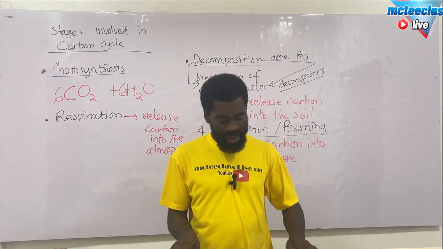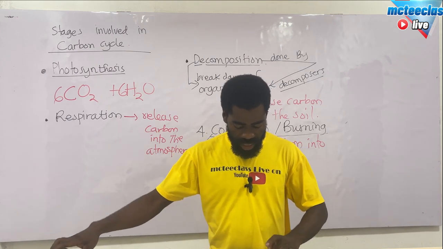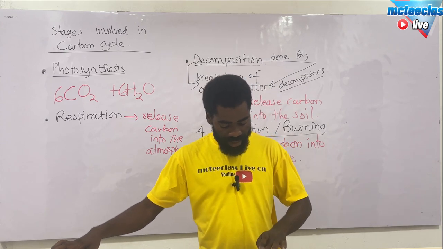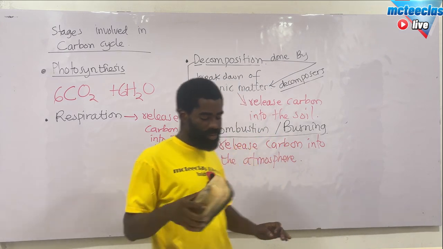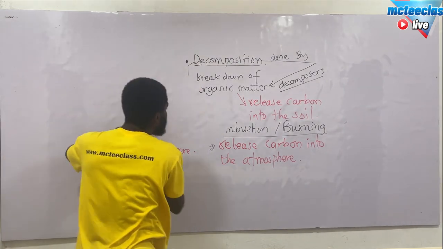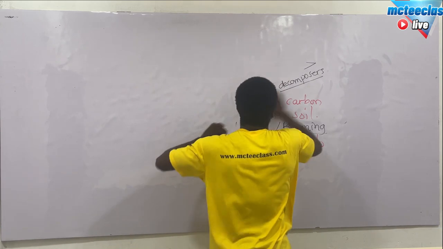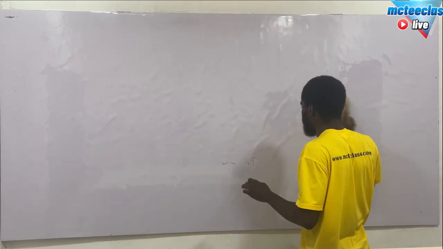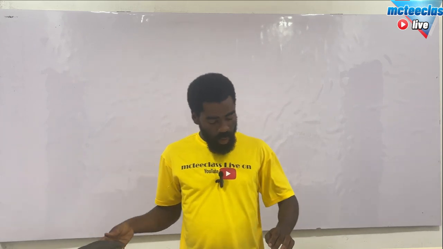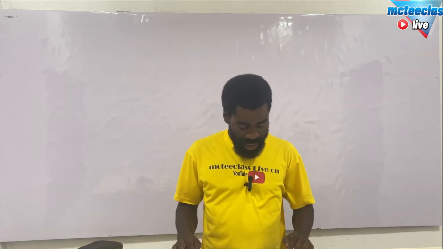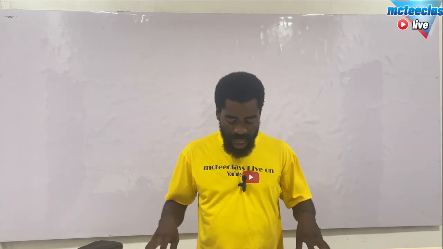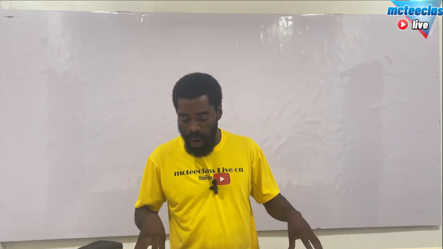Now let's look at the importance of the carbon cycle. How is this carbon cycle important to us? One importance of the carbon cycle is that it releases atmospheric carbon dioxide, which helps plants to manufacture their own food.